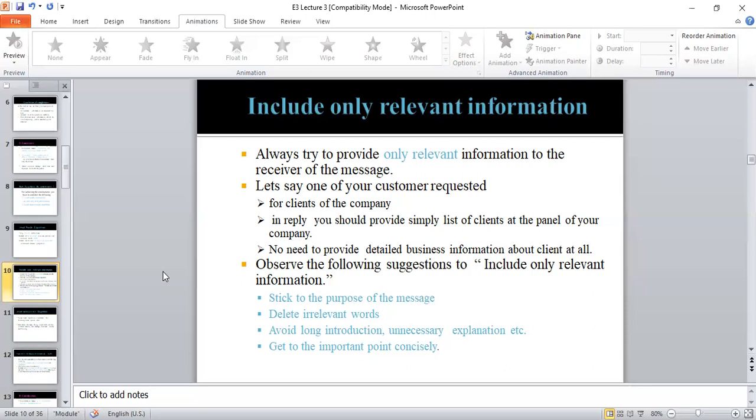There are a few techniques, a few tips for you to observe. Let's have a look at them. Stick to the purpose of the message, and then delete or prune irrelevant words. Avoid long introductions and unnecessary explanation. Get to the important point concisely, as quickly as possible.